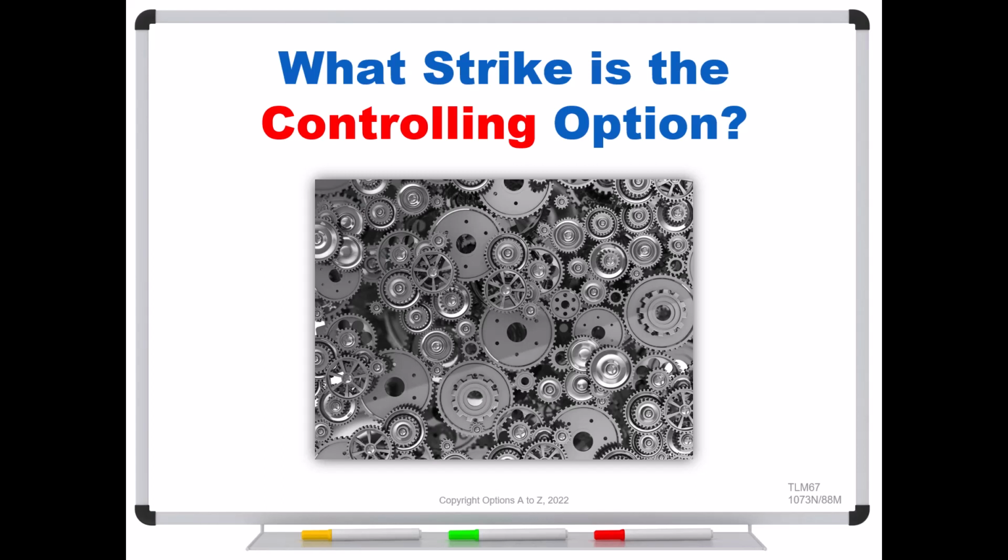But there's a simple trick, and that is if you can just identify which strike is the controlling option, you're home free. So what is the controlling option? How do you identify it? And how does it help you to identify the directional bias? Well, let's go have a look.